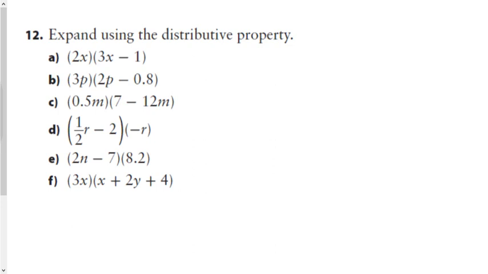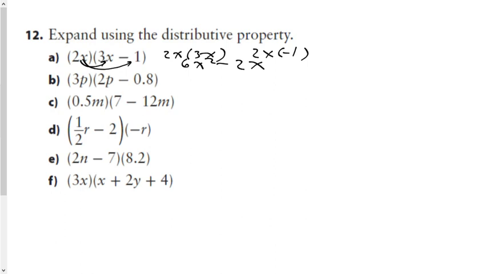On to question 12. It says expand using distributive property. So now we're not actually modeling it, but we are going to solve with distributive property. I'll do the first one by showing my work, and then we'll just do the rest without having to do it. So if I multiply 2x by 3x, and I multiply 2x by negative 1, what that will look like if I use my monomial times monomial is 6x squared minus 2x.